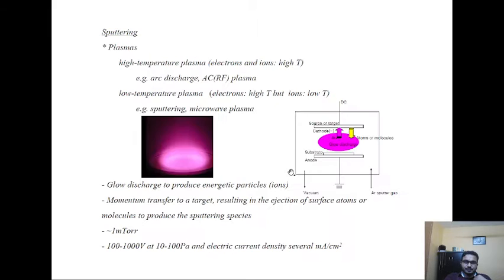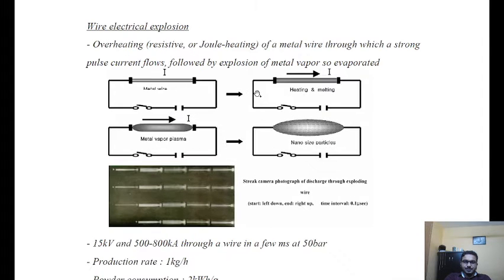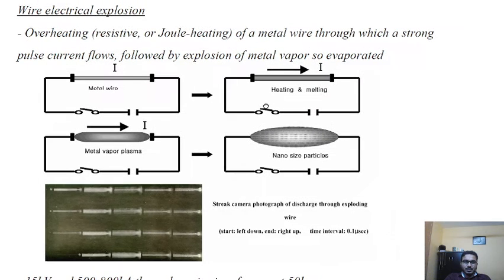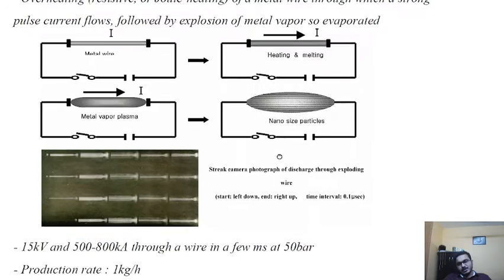Next is wire electrical explosion. So here we are having overheating through resistive or Joule heating, which we have already seen in our physics, of a metal wire through which a strong pulse current flows, followed by explosion of metal vapor, and so it is evaporated. So here we are having a metal wire, then a current is passed, so there will be heating and melting, and after that we have metal vapor plasma, and then we have formation of nano-sized particles.